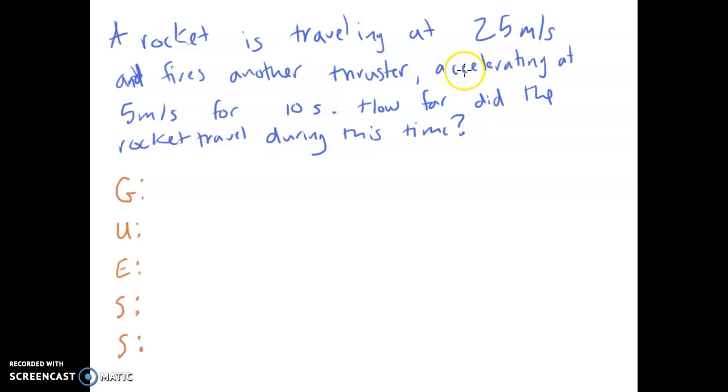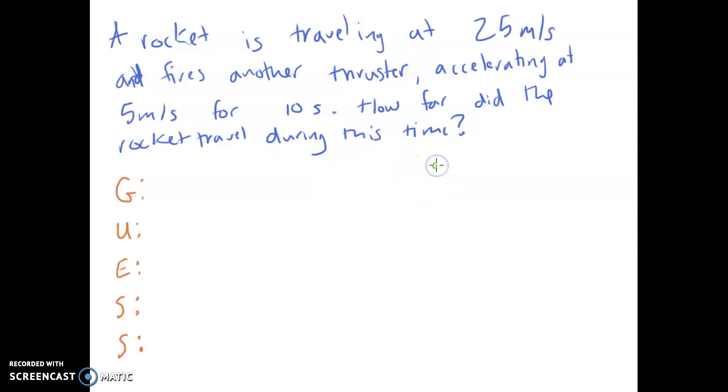A rocket is traveling at 25 meters per second and fires another thruster accelerating at 5 meters per second for 10 seconds. How far did the rocket travel during this time? So to start any physics question, we have really 2 options. Option 1 is to draw a picture, and that can be useful in certain situations.